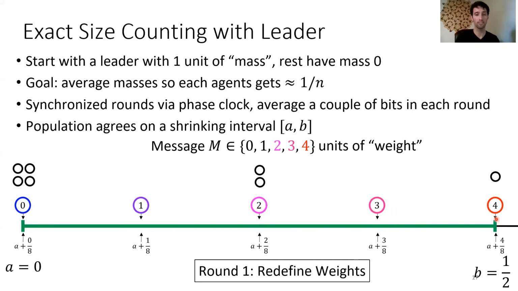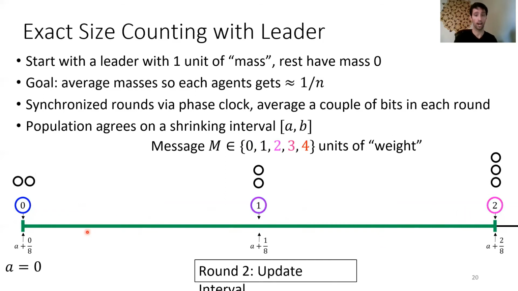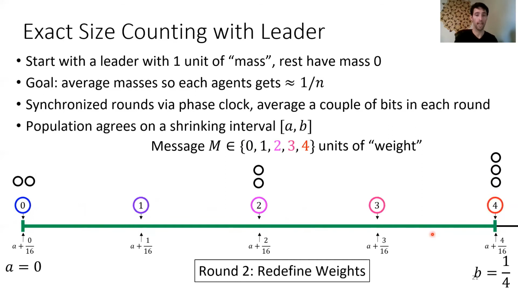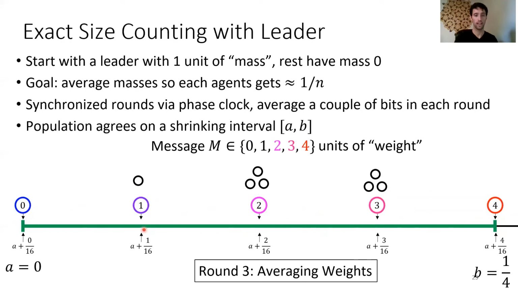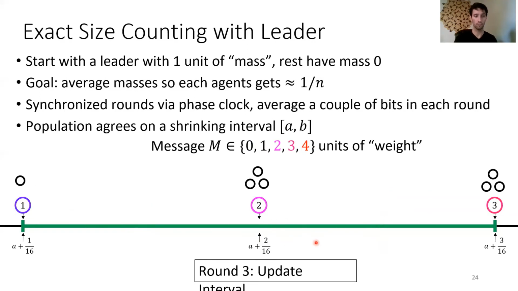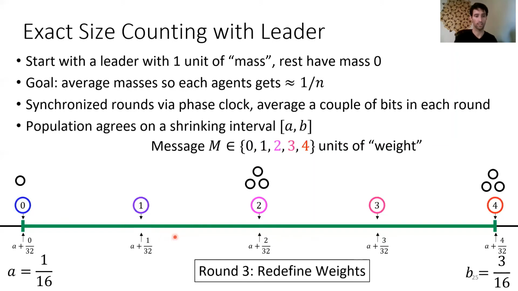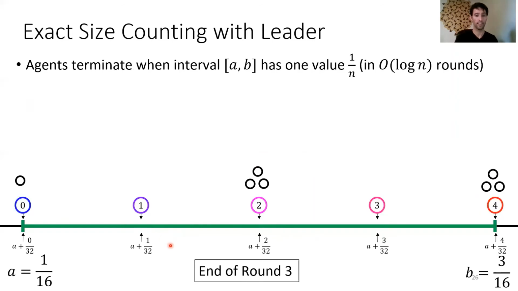So at the end of every round, we're actually going to partition the interval again into 5 possible weights, and then do averaging, and then update the interval, zoom in, and then redefine the weights. Again, do averaging. Now we have 3 consecutive weights. So we can update the interval, and now redefine the weights. And we will keep doing this until the interval AB actually only contains 1 possible value of 1 over n. And we can show that it'll take a logarithmic number of rounds.